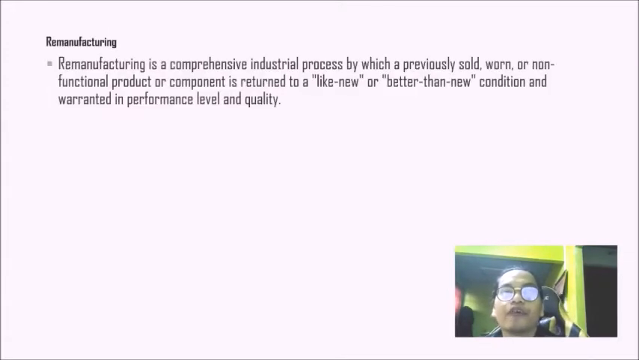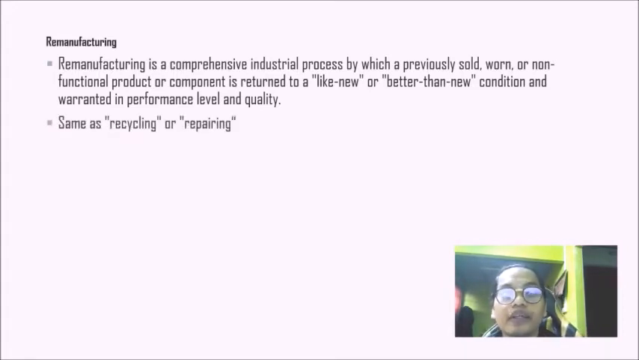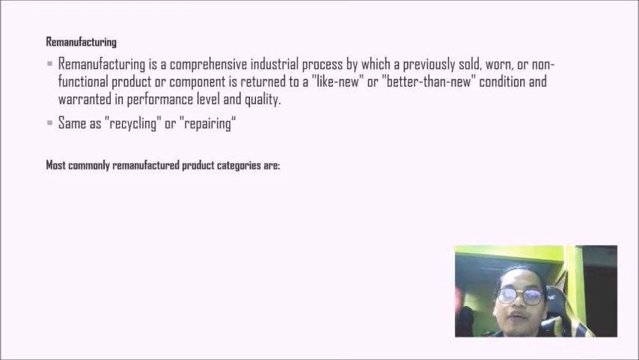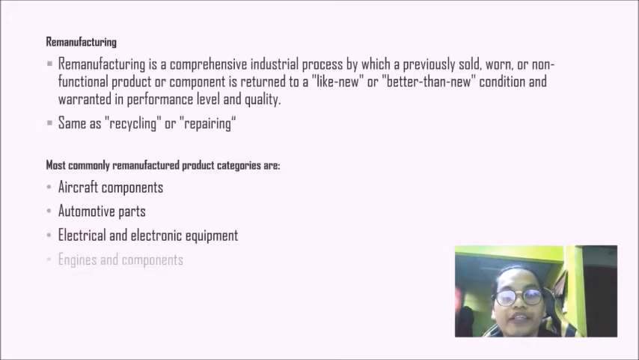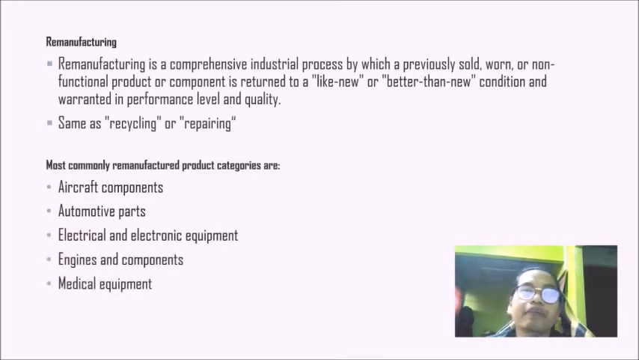Next, we talk about manufacturing. Manufacturing is a comprehensive industrial process in which a previously sold, worn-out or non-functional product or component is returned to a like-new or better-than-new condition, warranted in performance level and quality. This process is the same as recycling or repairing. The most common manufacturing product categories are aircraft components, automotive parts, electric and electronic equipment, engine and components, and medical equipment.